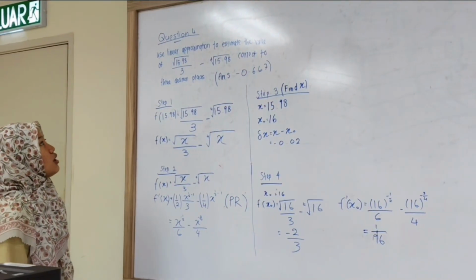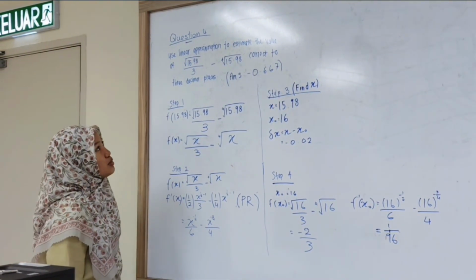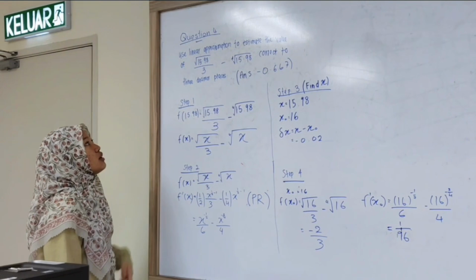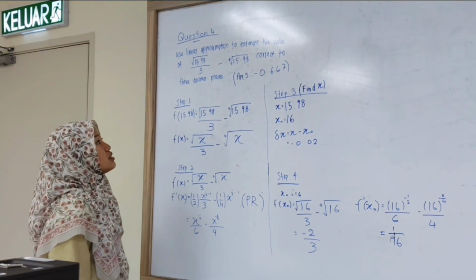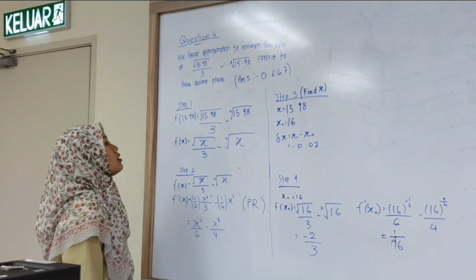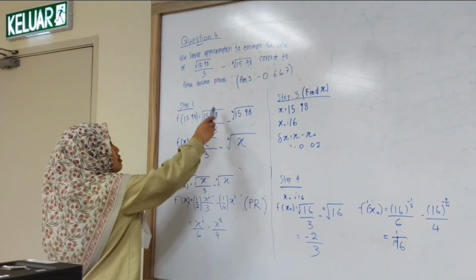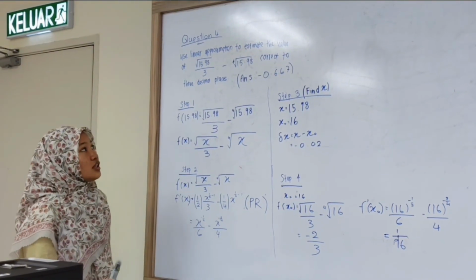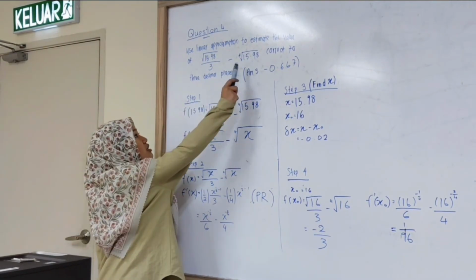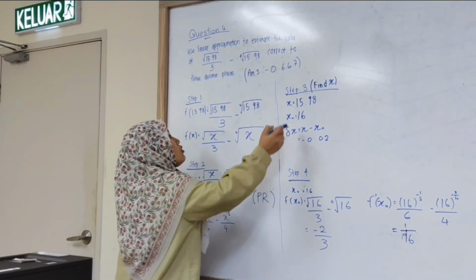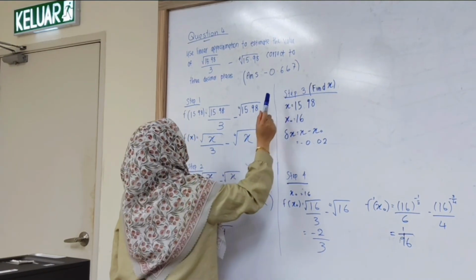Fourth question. The question asks us to use linear approximation to estimate the value of sec 15.98 over 3 minus sec 4 times 15.98, correct to 3 decimal places. So as a first step, we can check our answer by entering this into our calculator, and we should get negative 0.667.